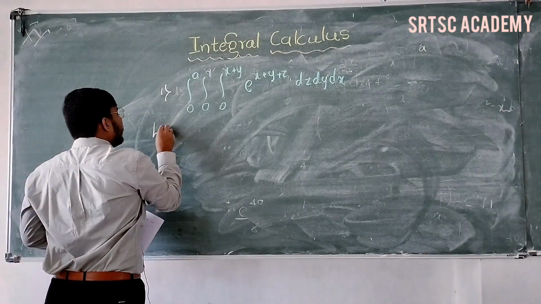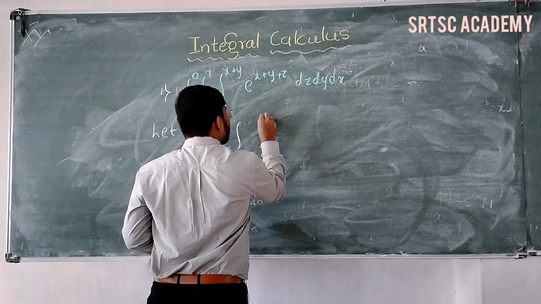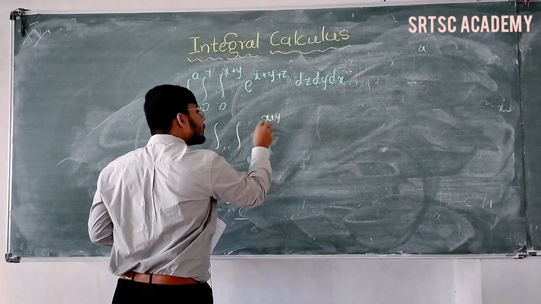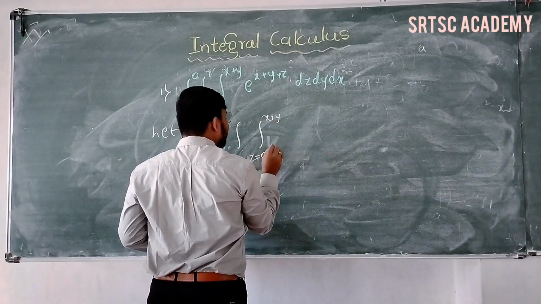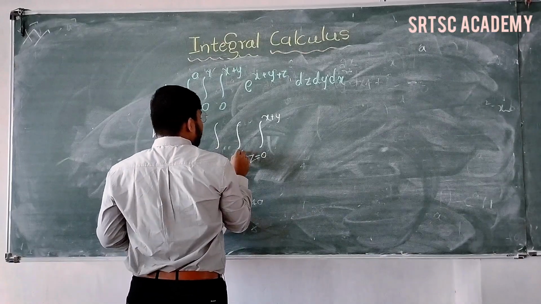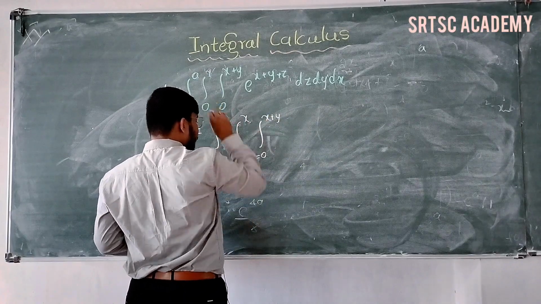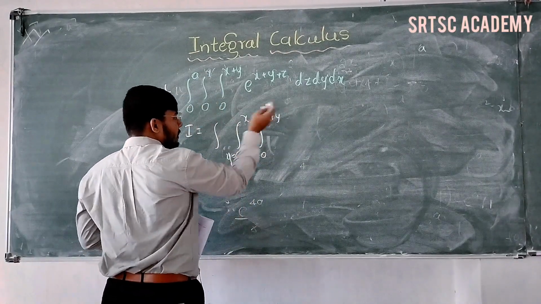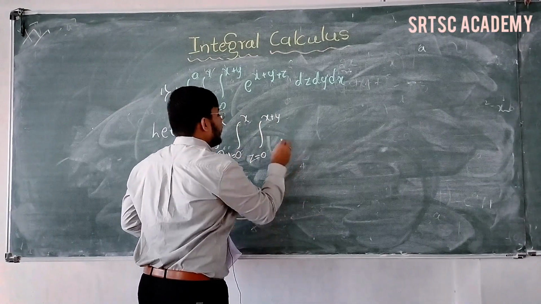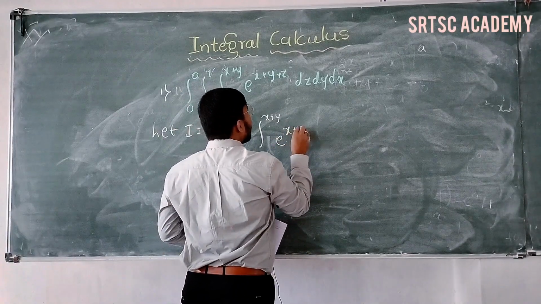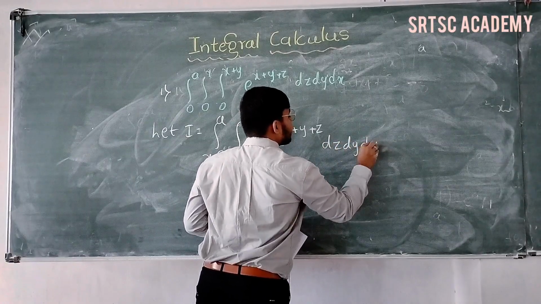Start. Let I equal to, see, 0 to x plus y is there, right? This term contains x plus y. Means what? This limit does not contain z. So this is the limit for z. And the second limit 0 to x does not contain y, right? So then this is for y. And obviously the last limit is a constant limit for x, 0 to a. Okay. What we have is e to the power x plus y plus z dz dy and dx.